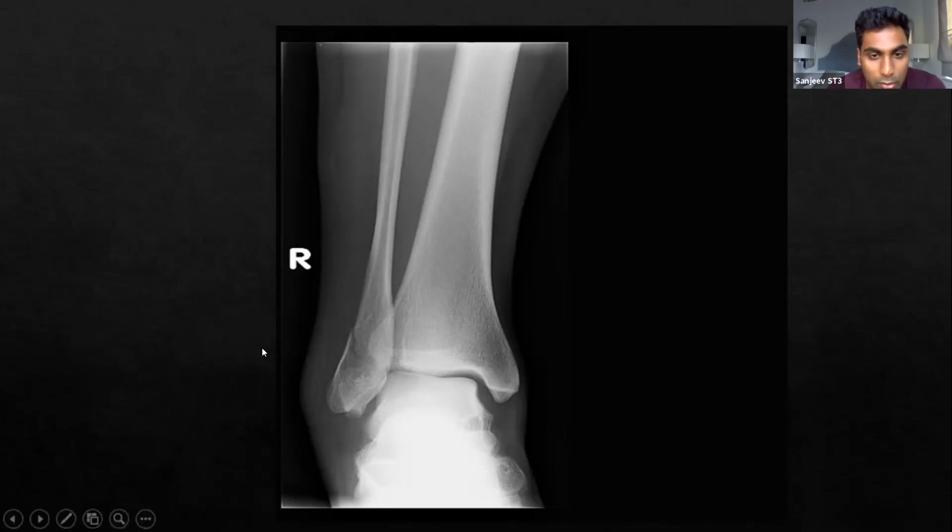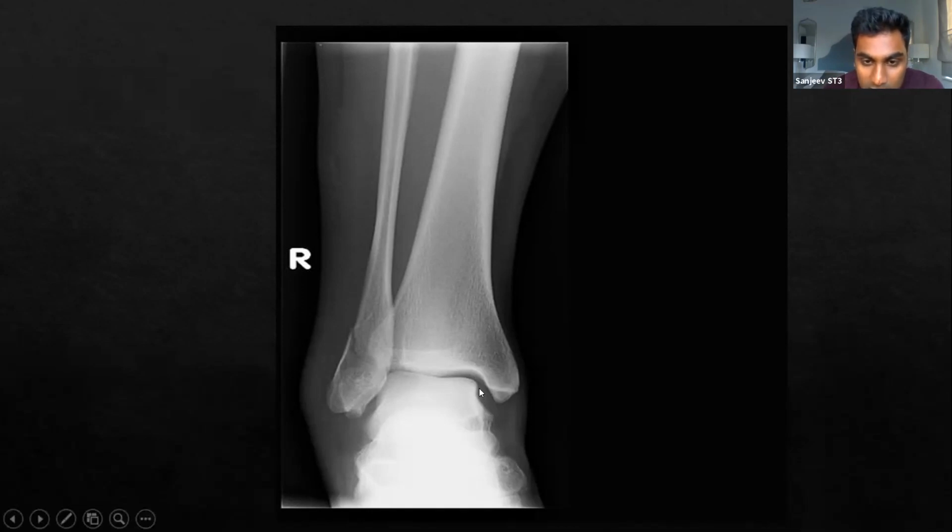But yeah, absolutely. So the way I describe this is there is a distal fibular fracture, which extends to the level of the syndesmosis. It is minimally displaced, extra-articular. And I know you mentioned the talar shift, but I would say there's no evidence of dislocation.